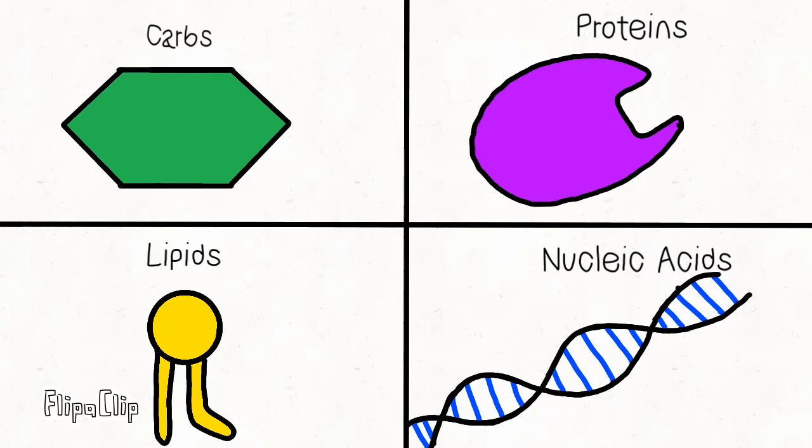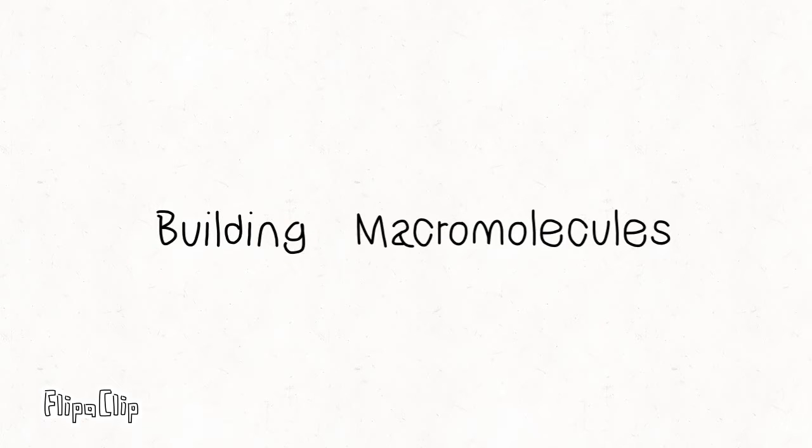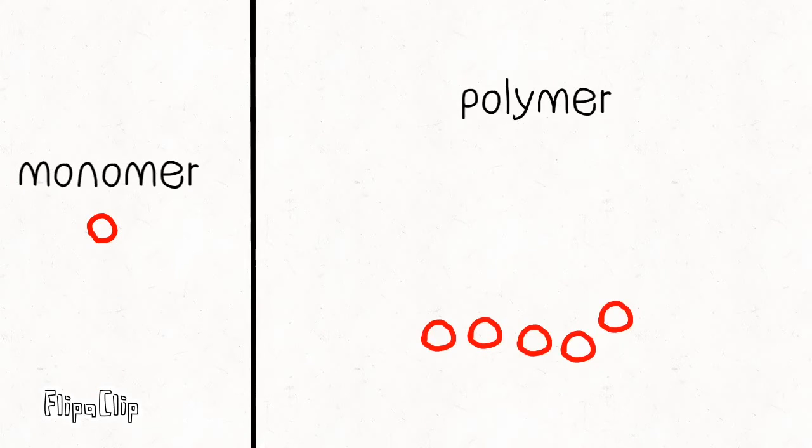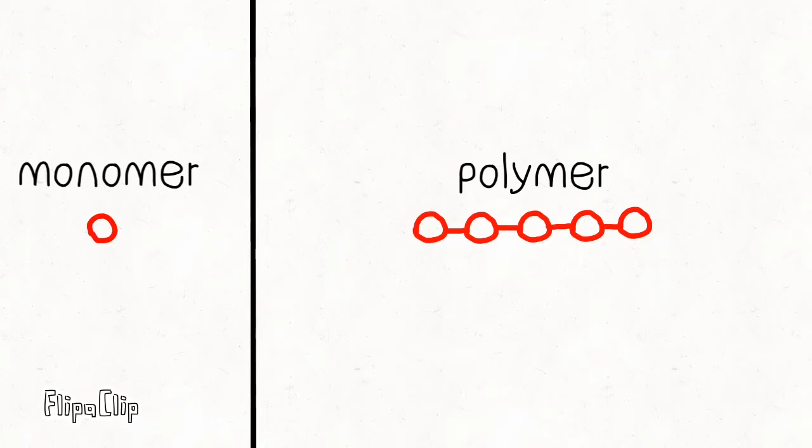The four major classes of macromolecules are carbohydrates, lipids, proteins, and nucleic acids. Each of the four macromolecules is made up of building blocks known as monomers. Monomers are molecules that can be bonded to other identical molecules to form a polymer. A polymer is a long molecule consisting of many similar or identical building blocks linked by covalent bonds.